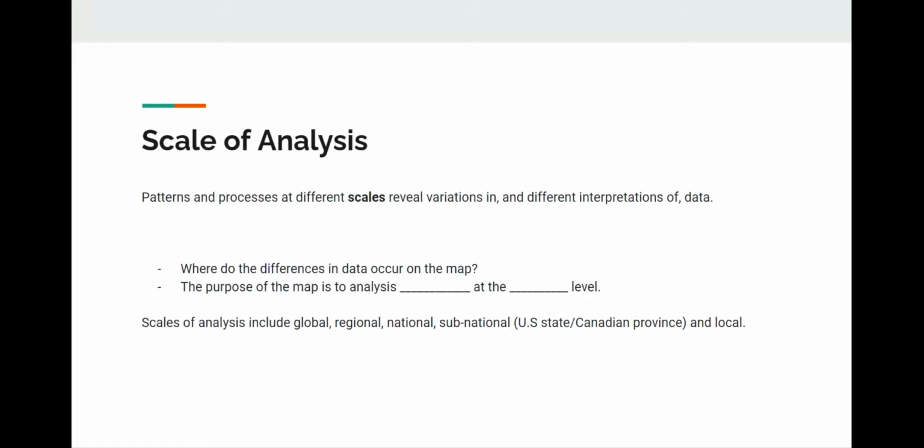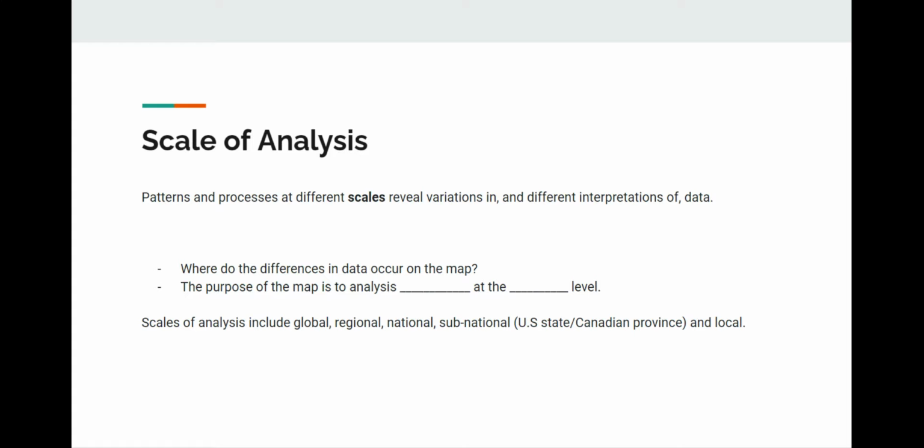All right, so the last thing we are going to talk about is called scale of analysis. So previously, we've talked about scale and talked about three slightly different but pretty related versions of the way we use the word scale. The term scale of analysis is going to be a little bit different. So you see the word analysis in the title. So what we're looking at here specifically is what information, at what level is the information on the map being conveyed? So patterns and processes at different scales reveal variations in different interpretations of data.